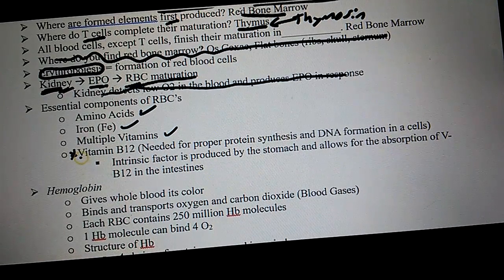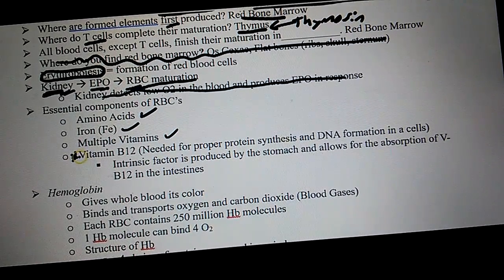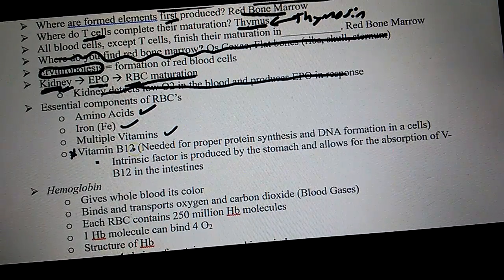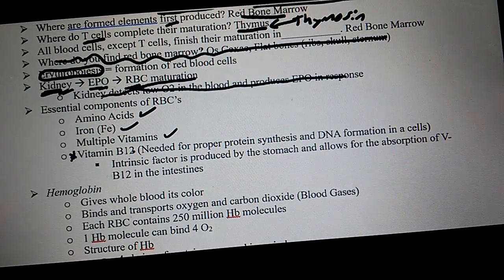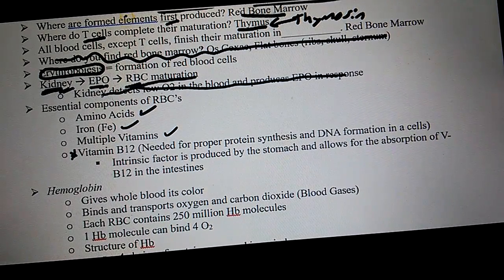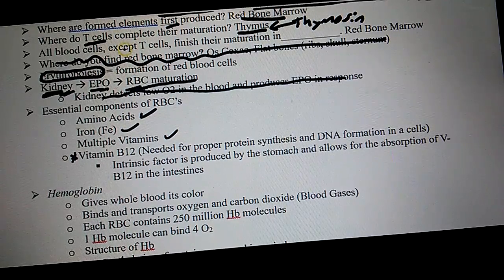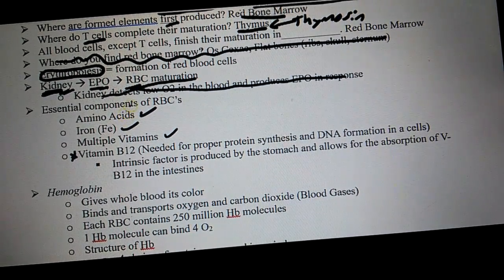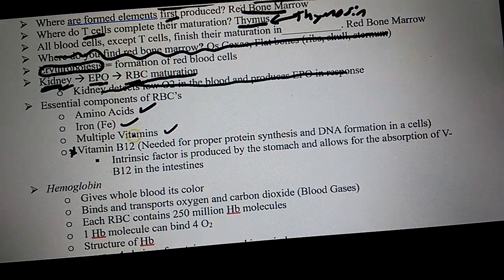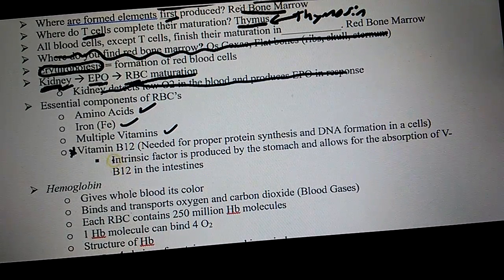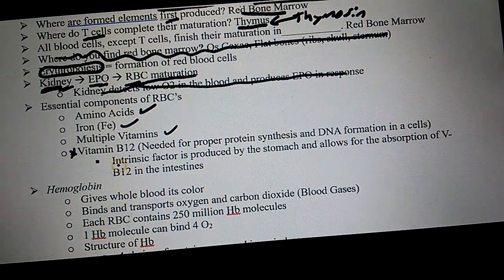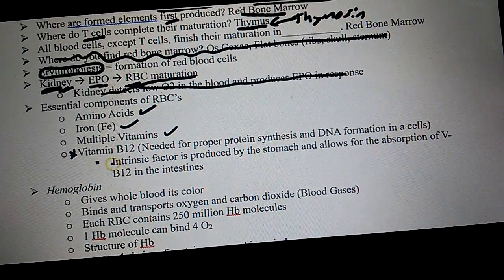Is vitamin B12 necessary for red blood cell formation? Yes. What vitamin is necessary to form proper red blood cells? Vitamin B12. However, what factor is needed for the intestines to absorb vitamin B12?